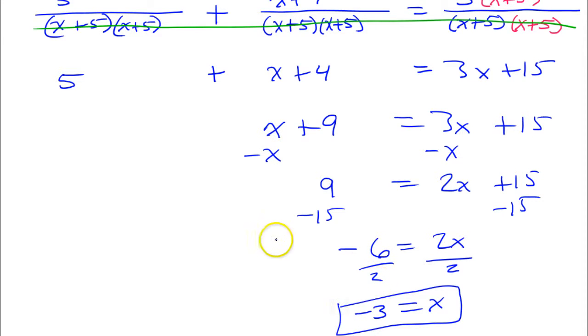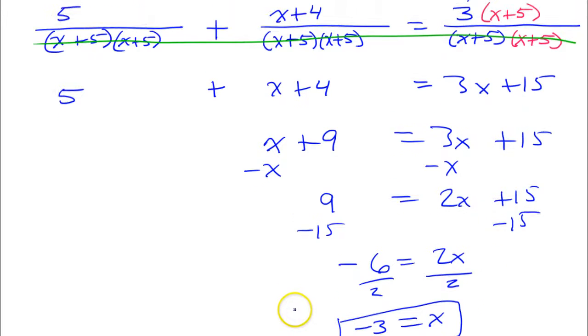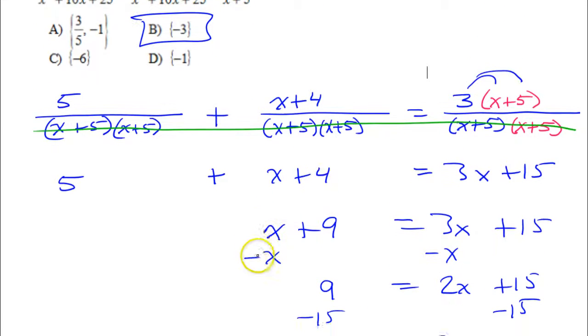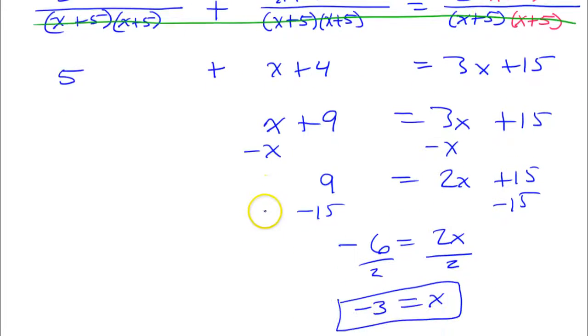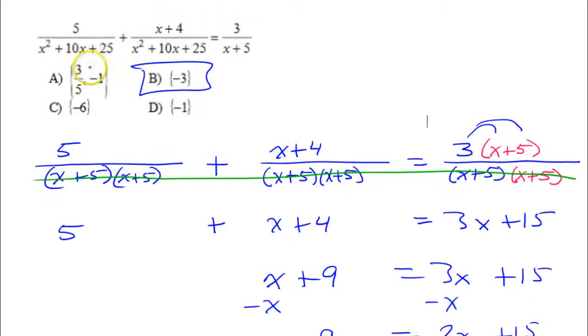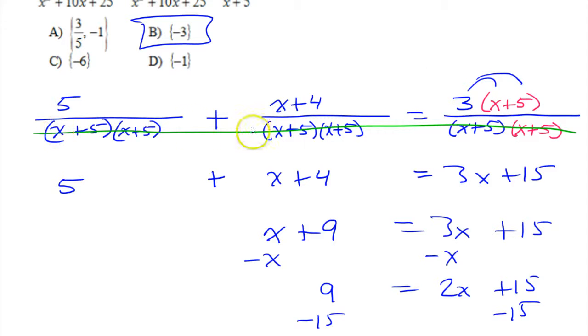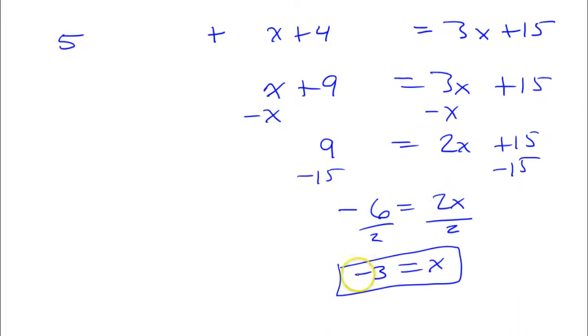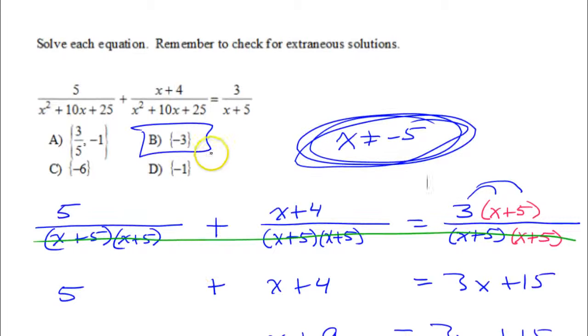So that should be my answer. I should say, so the answer is B. But you should always be on the lookout for excluded values. So for example, looking at these denominators, they all tell me that x cannot equal negative 5. Okay, so that's an excluded value. So if I ever got the excluded value for my solution, then that would mean I had no solution. But in this case the answer is B.